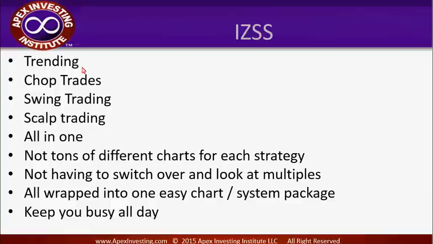And something we talk a lot about at Apex is having multiple plays in your playbook. Not just, hey, I have a great trending strategy, but that's the only strategy I have. If it's a choppy day or volatile day, I'm screwed because I don't know how to trade those. Okay, well, that's great. Keep your trending strategy, but be able to read the markets and know when you should do some chop trading, when you should do some swing trading.